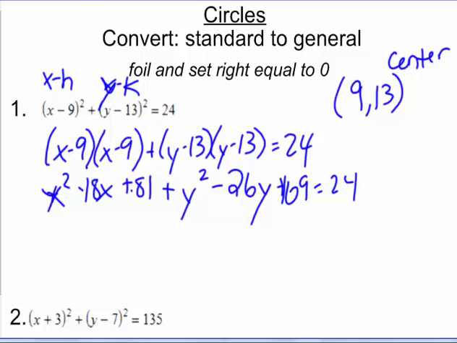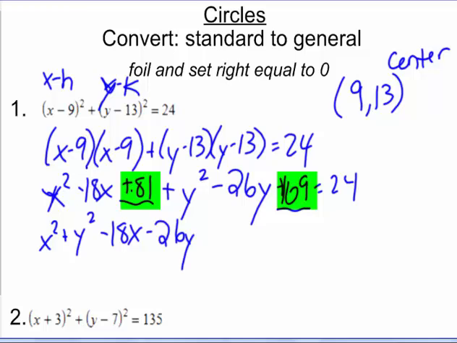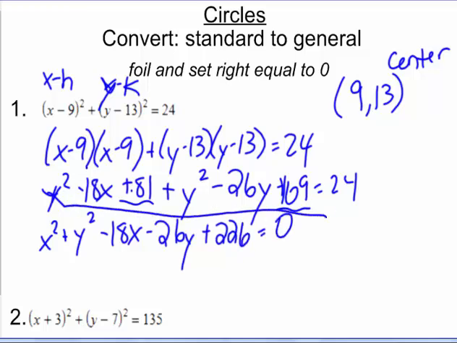Alright, so we have FOILed, and now the goal is to get the right side equal to 0. So we're going to subtract that, and we have to combine like terms. So we have x squared plus y squared, because it was in order with the x squareds and the y squareds and the x's and the y's. We have minus 18x, minus 26y, and then we have positive 81, positive 169, minus 24. So this is the general form.